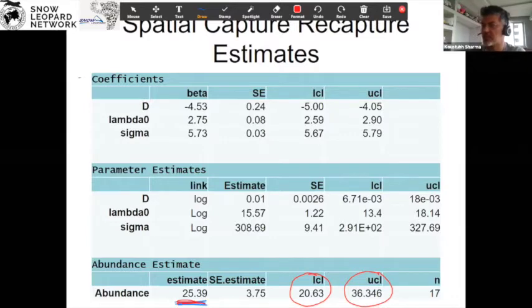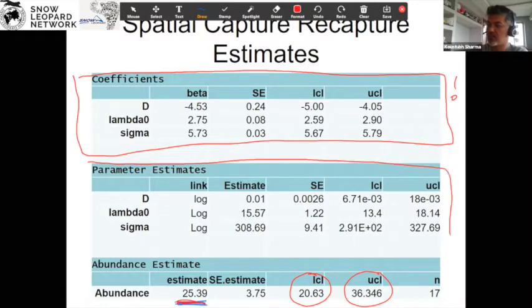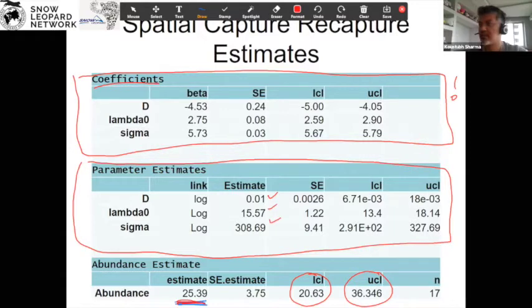Now, these parameters we will discuss a little later. We may not be talking about them now. These we will discuss in the last seminar. Let's go to these parameters. What do the parameters mean? We will talk about the coefficients later. For now, we'll be discussing the parameters. What do density, lambda zero, and sigma denote? What do these values that we get here denote in our case?